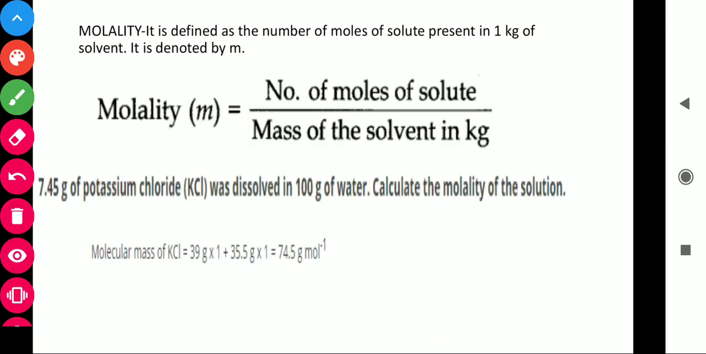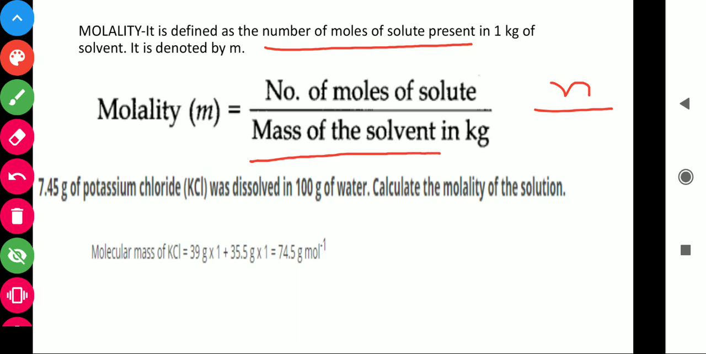The next is molality. What is molality? Molality is number of moles of solute. Moles are the same, but in molarity we have taken the volume of solution, and here we take the mass of solvent. We take only solvent, in kg. Mass of solvent in kg. It is represented by small m. We will do a numerical here.